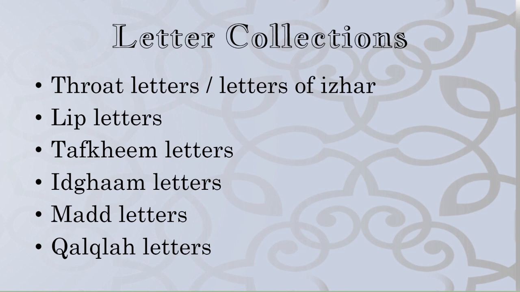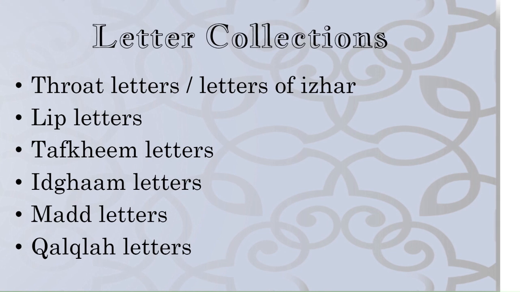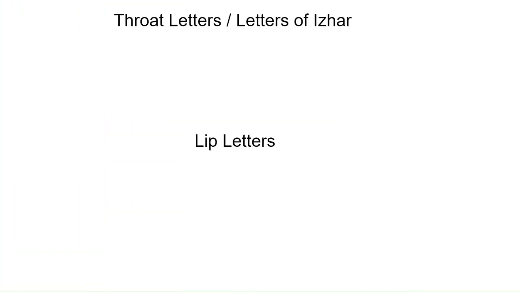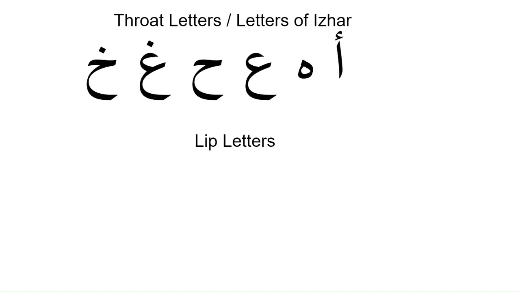As usual, we're going to refresh our letter collections that we've been memorizing. The first letter collection that we've been memorizing are the throat letters, or letters of Izhar. These are 6 letters, and they are Hamza, Ha, Ain, Ha, Ghain, Kha. The next is the lip letters, and those are the ones whose primary articulation point is the lips. And those are Fa, Waw, Ba, and Mim.